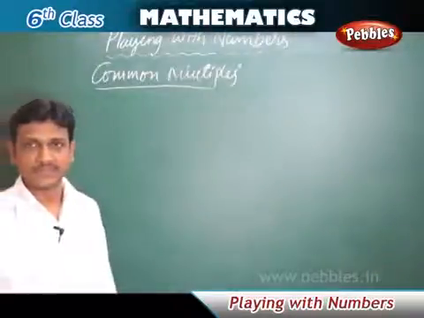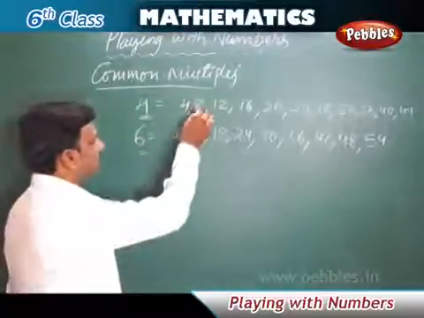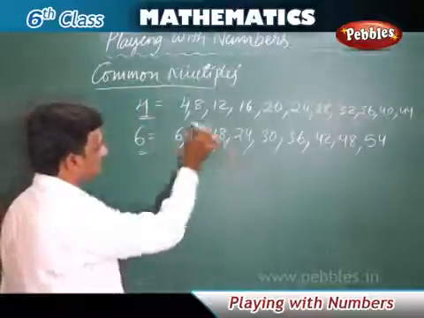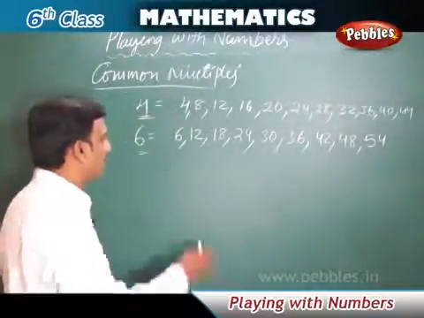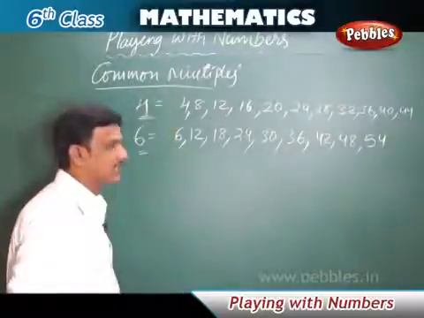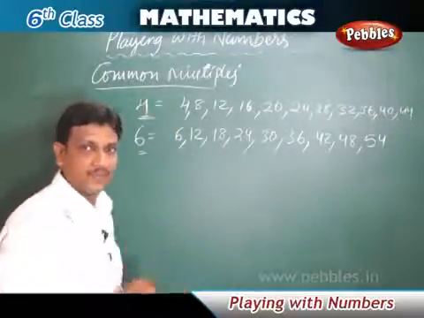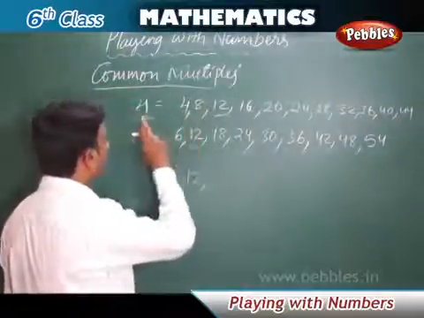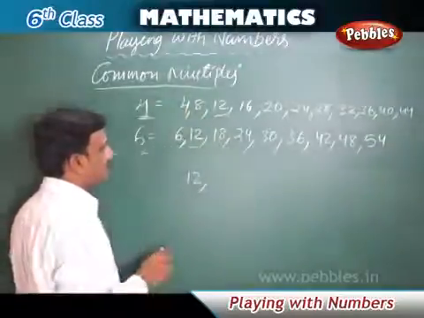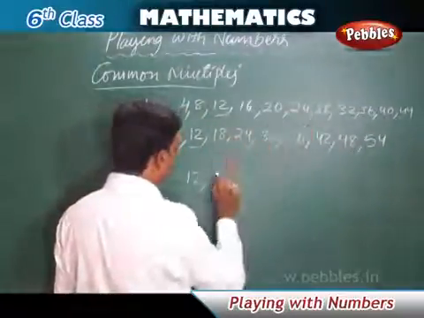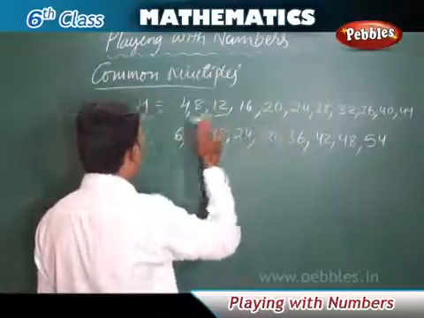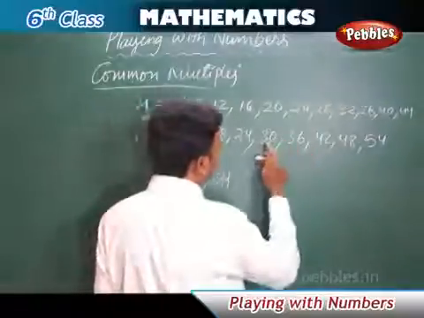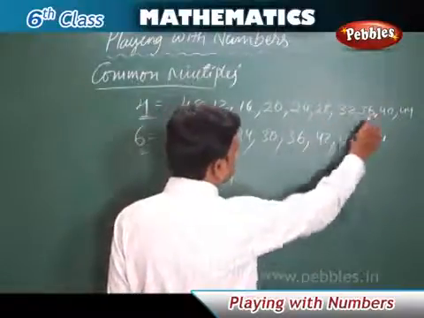What are common multiples? These numbers are divisible by 4, and these numbers are divisible by 6. So these are the multiples of 6 and these are the multiples of 4. Now among the multiples of 4 and 6, we find certain numbers in common. What are they? See, 12. 12 is common among the multiples of 4 and multiples of 6. In the same way, 24 is a multiple of both 4 and 6. Now what else is common? You see 36.